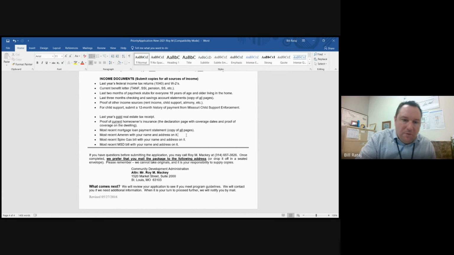If you have natural gas service through Spire, what was formerly Laclede Gas, we need a copy of that bill. Now, if you don't have Spire, please write here, electric only, right in this section, or you can even do it up there. But we do need to know that you have gas service, and we'll talk about why that is in a moment. Your most recent MSD bill, that's the Metropolitan Sewer District. Even if you owe a balance to them, we don't necessarily require that you're current with them, but we do need to see a copy of your sewer bill as well.